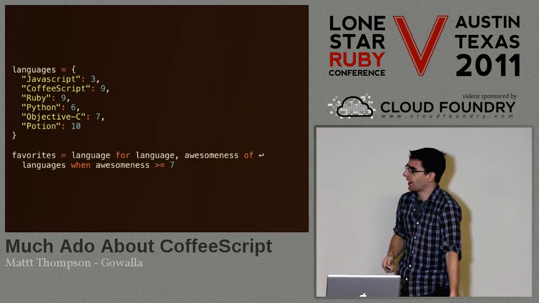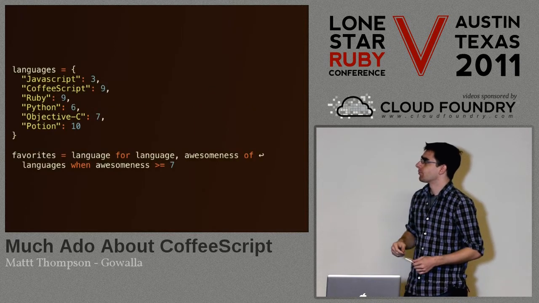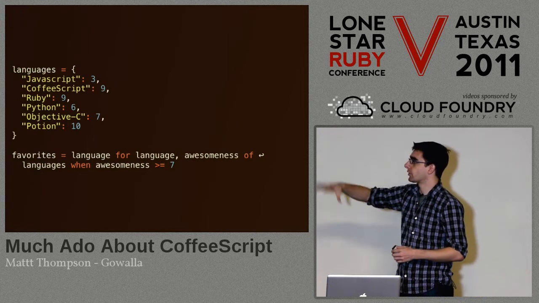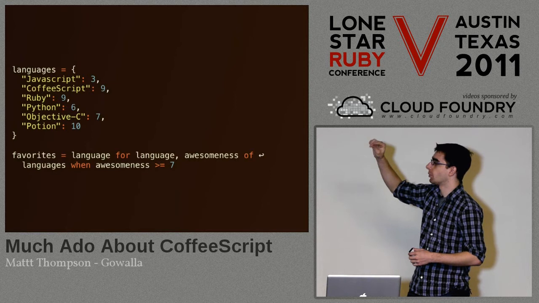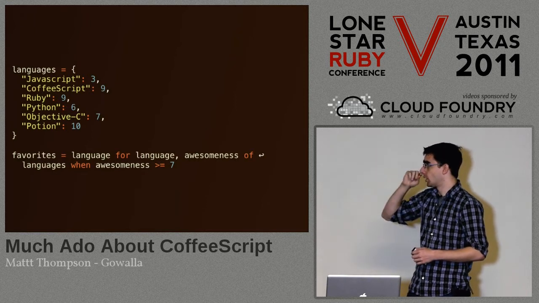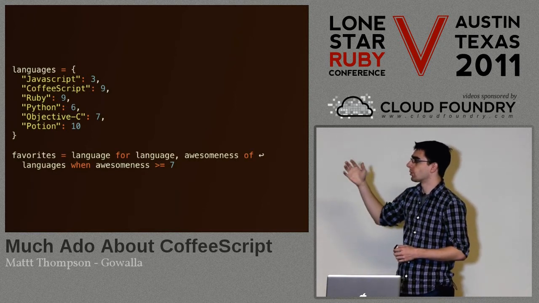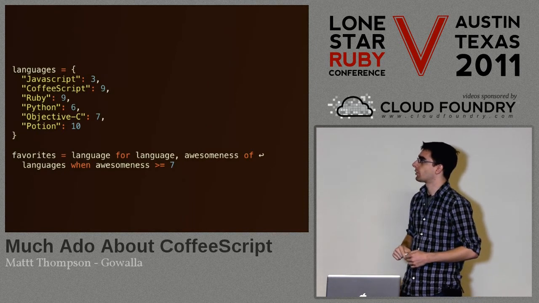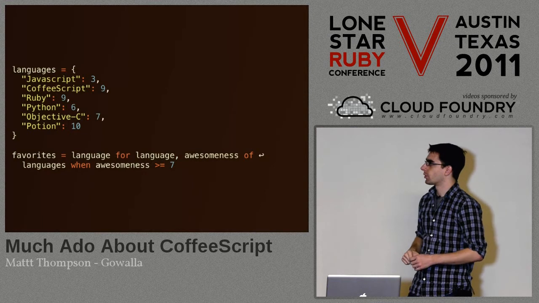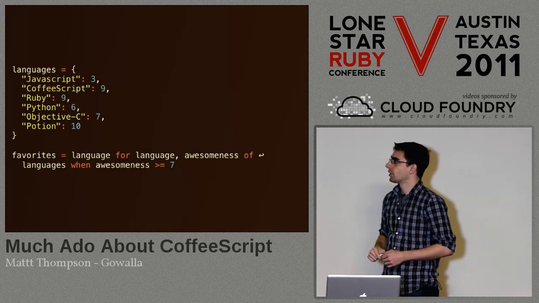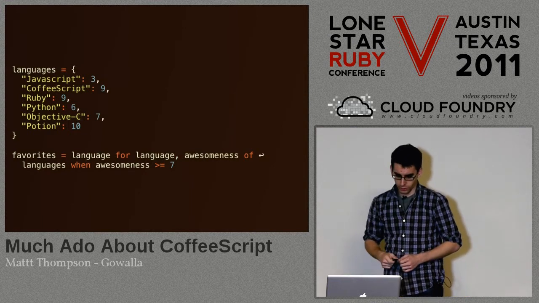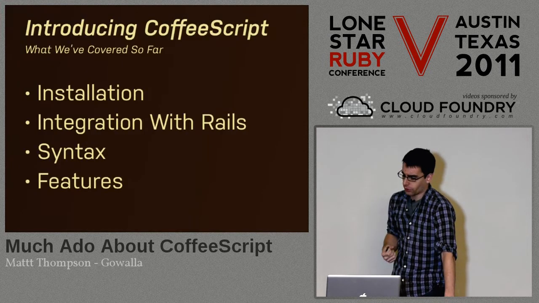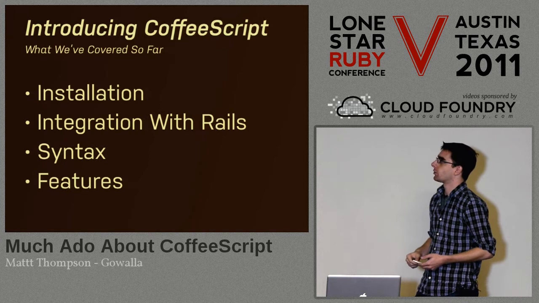And that actually extends to hashes as well. You could say, my favorites are the languages in that set of languages where we're keying language and awesomeness, and we're specifying the condition that awesomeness is greater than or equal to 7. So in that case, CoffeeScript makes it, Python, unfortunately, a little bit short. Objective-C, I'm a fan. Ruby, of course, and Potion. Those are my favorites. So we have list comprehensions. That's great. Those are the 10 major features of CoffeeScript.